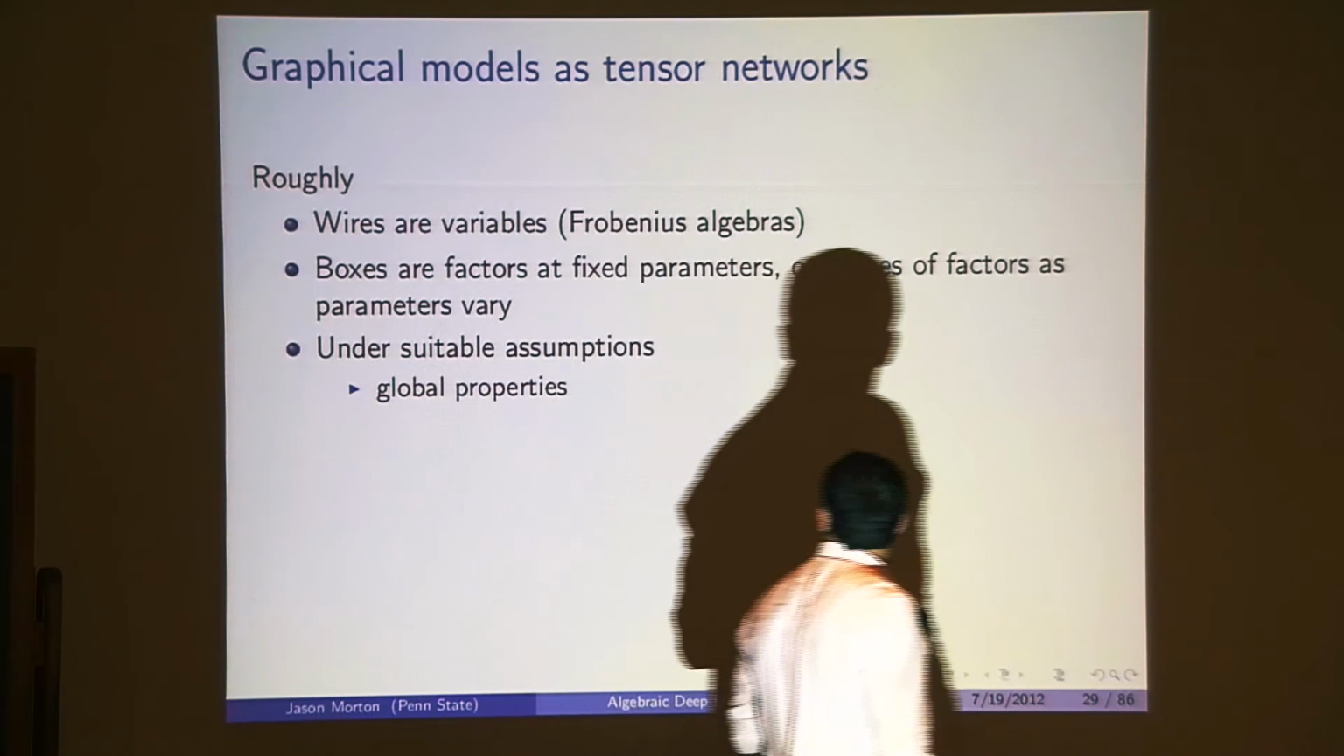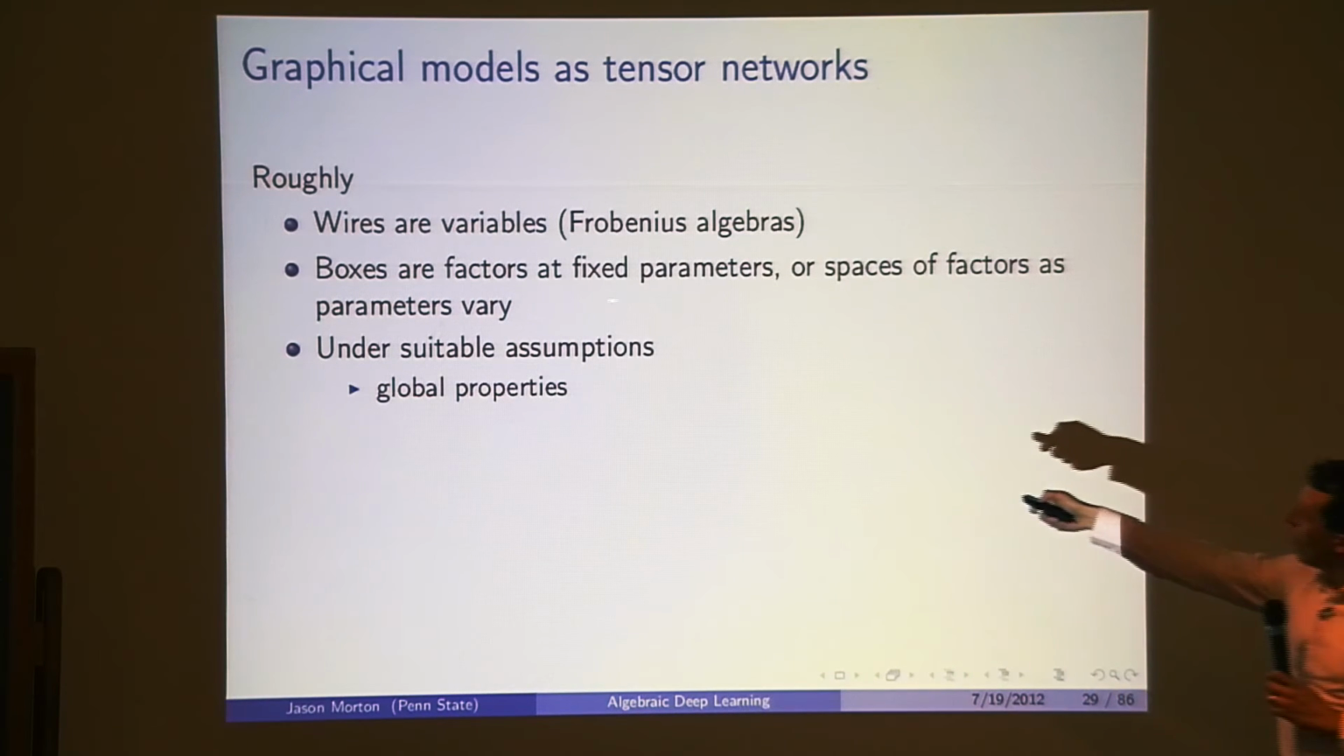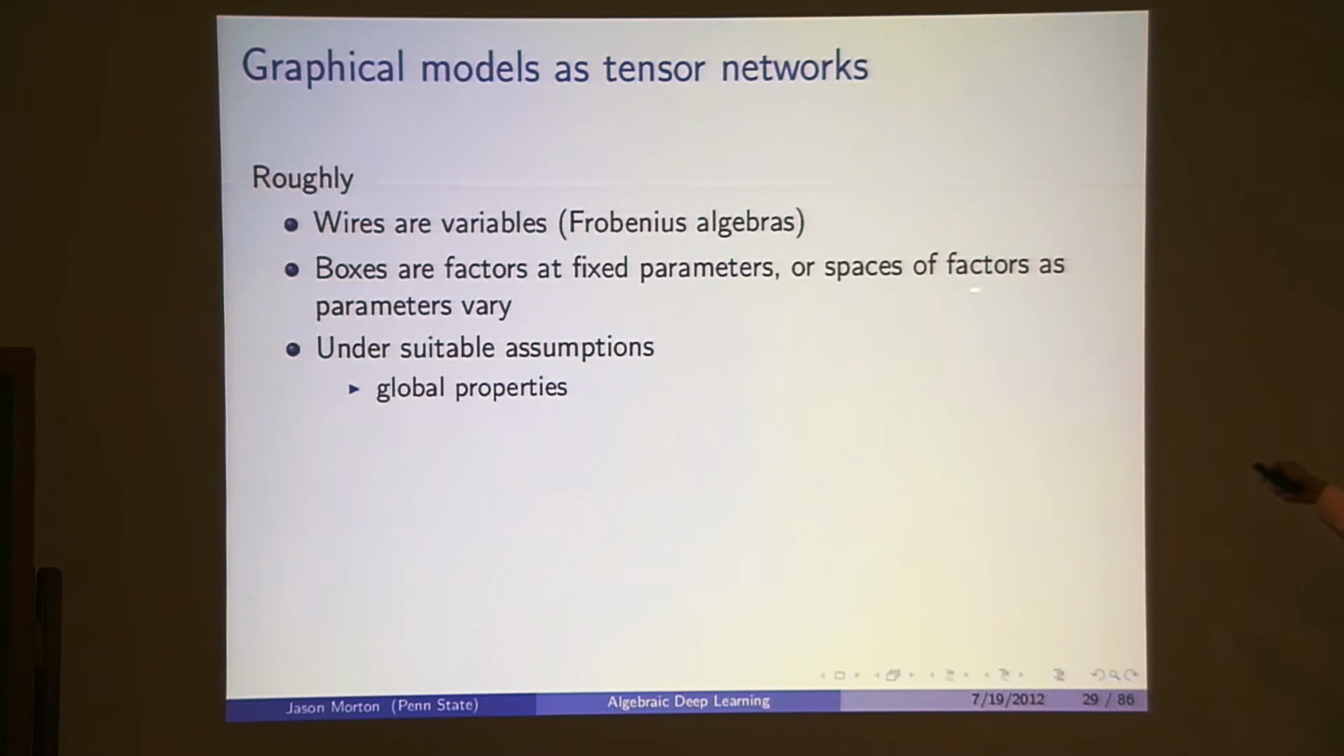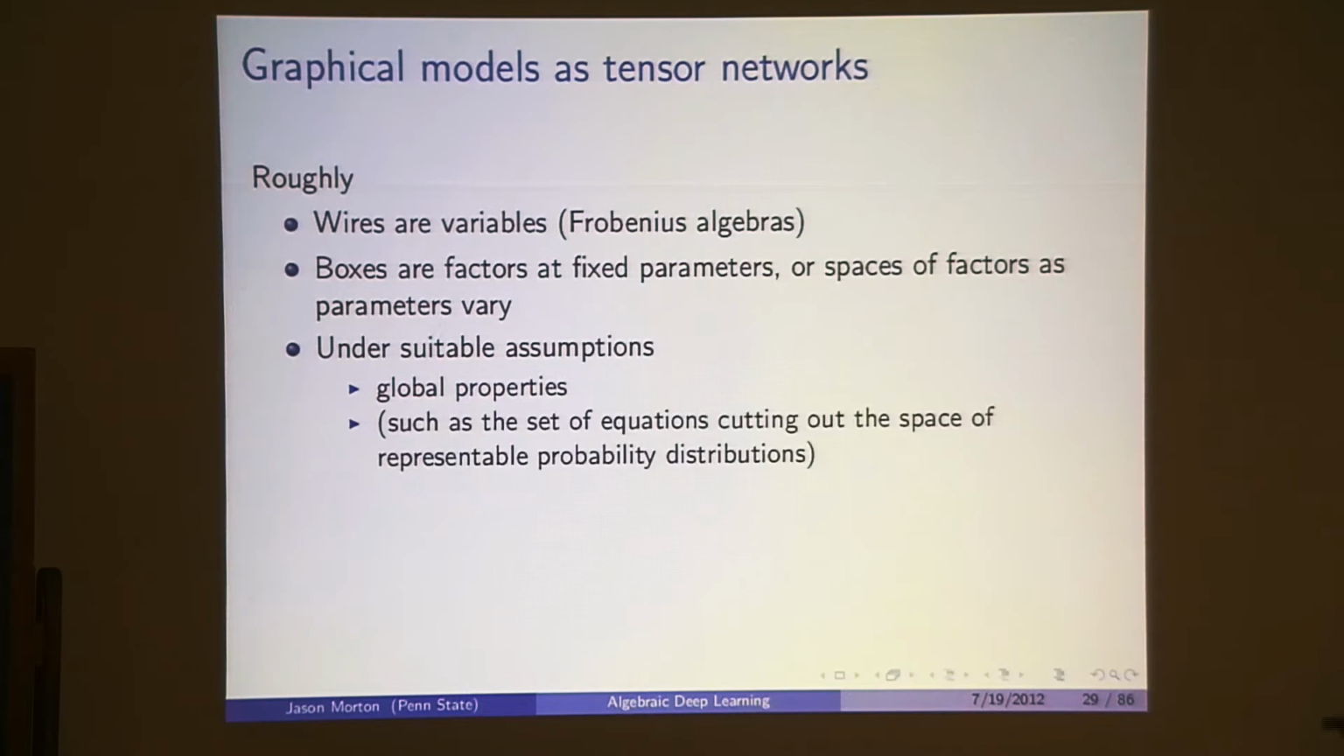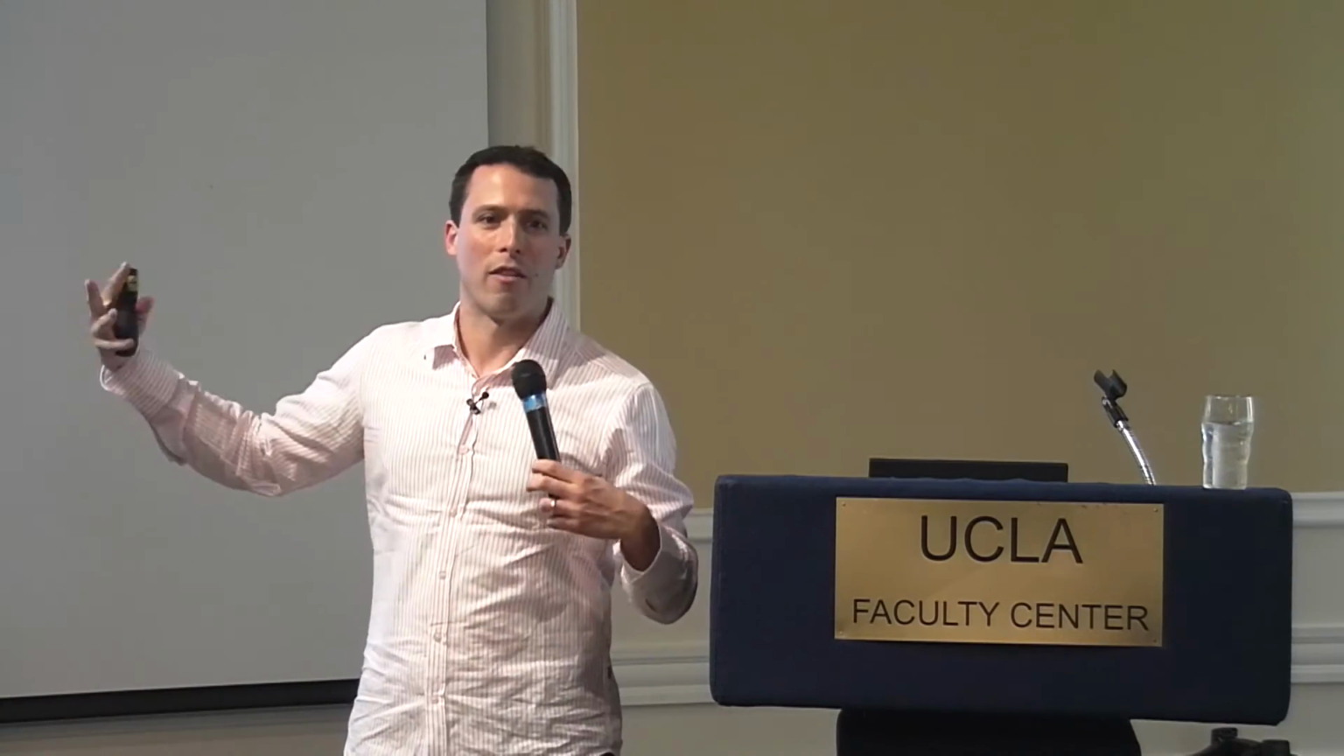So boxes are the factors, or the fixed parameters, or spaces of factors. If we make some suitable assumptions, which won't be satisfied in the deep belief network but which are satisfied in many of those submodels, global properties that we're interested in, like the space of probability distributions that can be represented, or the equations that cut out that space, can actually be computed by gluing together local information. That's the ideal situation. All we need to know is what's happening at each piece and how they're attached together, and we can figure out the global structure.